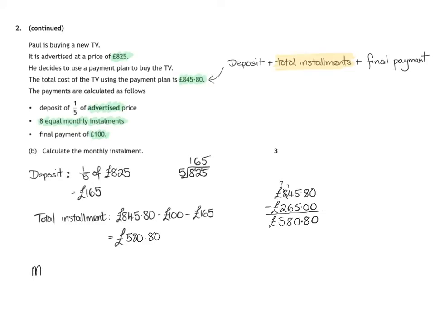So our monthly instalment is going to be £580.80 divided by 8, because we're paying it for 8 months. So again, chimney sum, well, division, same thing, not doing it in our head, we write it down. So 5 into 8, can't make any 8s, but we have 5 left over. 58, closest one is going to be 56, which is 7 with 2 left over.